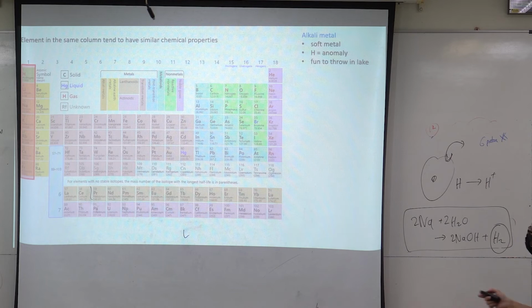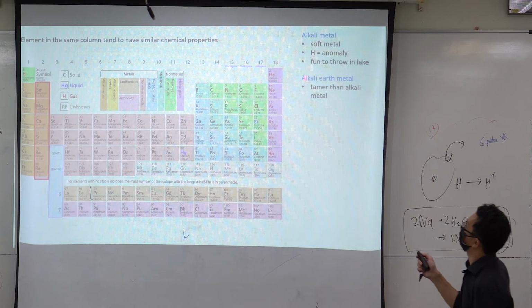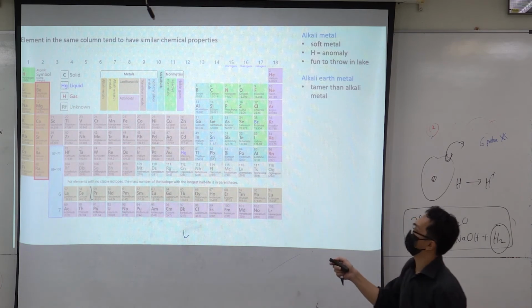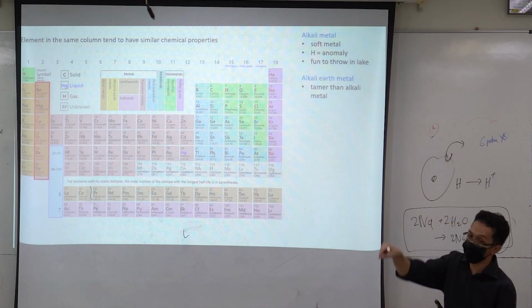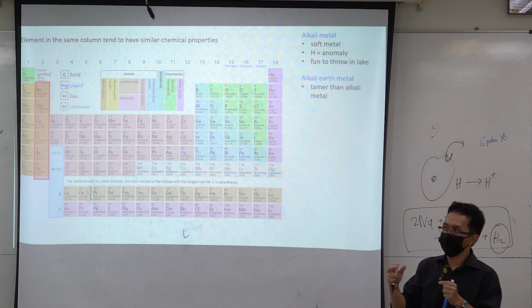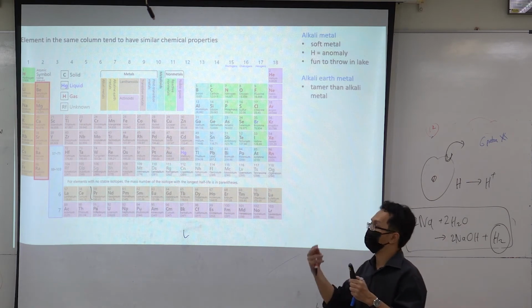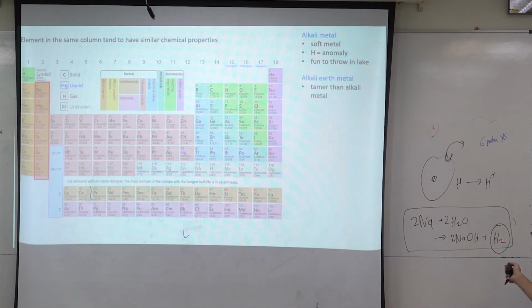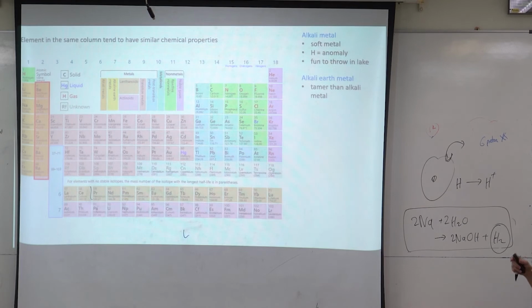Okay, secondary school. Now we go to the next column. The next column we call alkali earth metal. It's more or less the same as the first group, but it's tamer than alkali metal, meaning that if you throw it in water, it will not explode. It will also produce hydrogen gas, but this hydrogen gas is not enough to spontaneously ignite. So it's more or less tamer than the alkali metal.